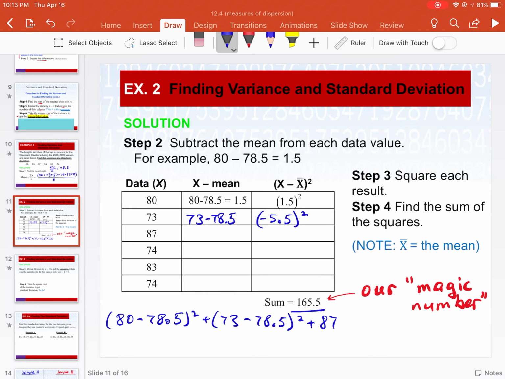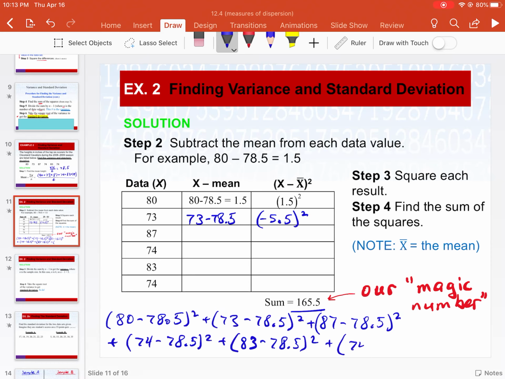I'm going to have to write these down really quick so I can switch to the calculator with you. Oh, almost forgot the parenthesis. 87 minus 78.5. Be really careful. Plus, so I've done 80, I've done 73, I've done 87. I've got to do 74 minus 78.5 plus 83 minus 78.5. And the last one, 74 minus 78.5. Okay?